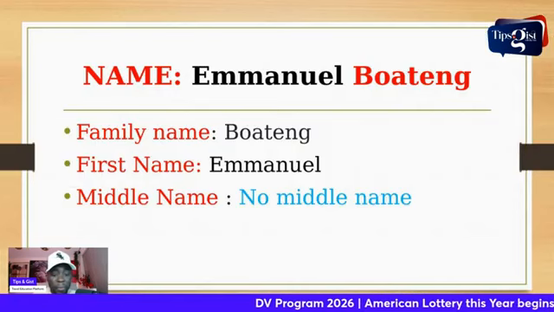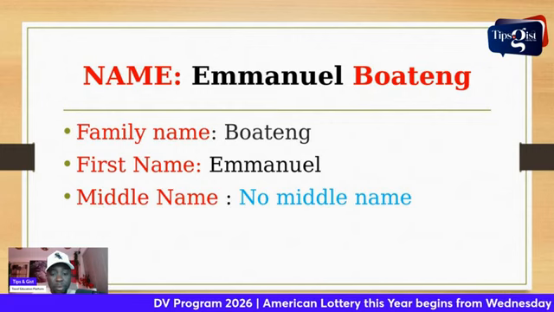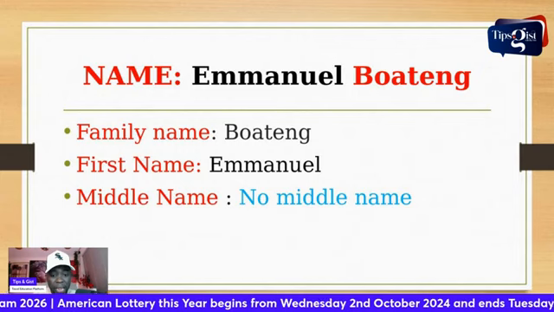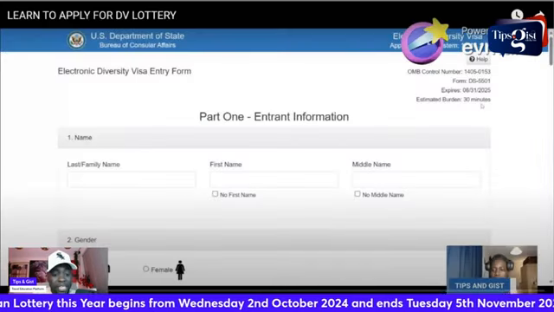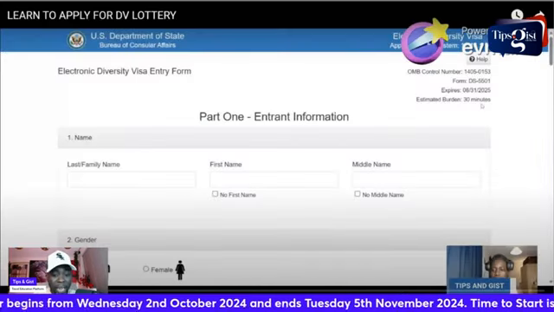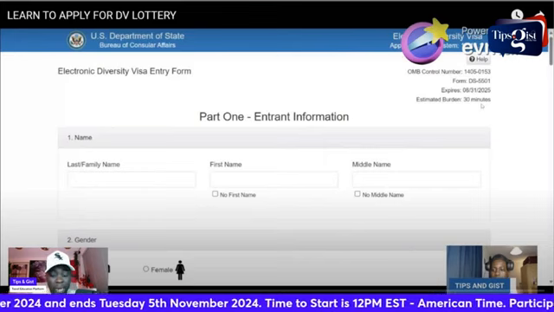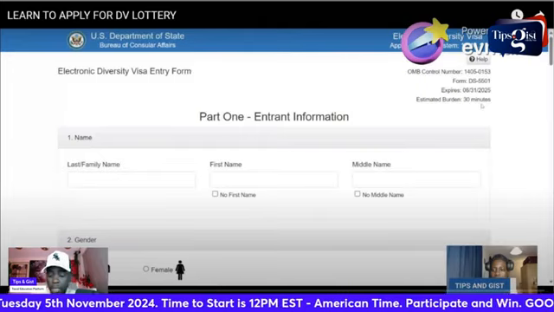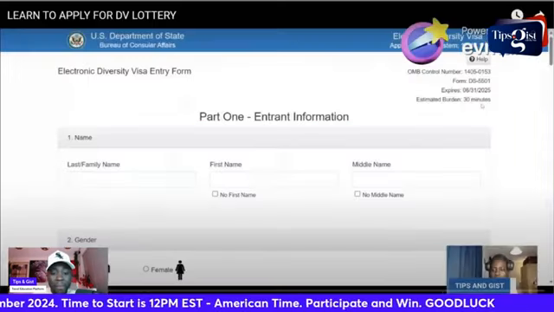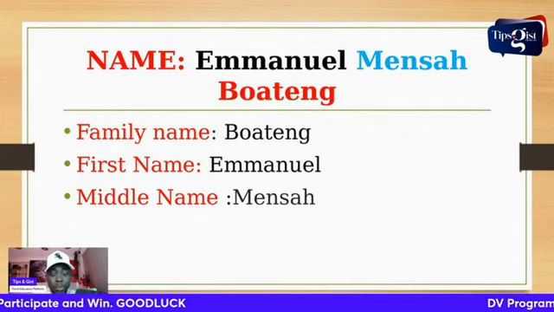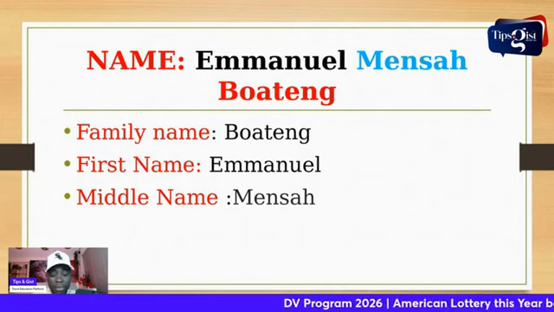Let's do a few examples. A case study is Emmanuel Boateng. You can see Emmanuel being the first name, Boateng being the surname, and no middle name. So in that case, Emmanuel will enter the last name, Boateng, over there, Emmanuel as the first name, then for the middle name, he is going to click no middle name. All right. Another example is Emmanuel Mensah Boateng. In this case, Mensah is a middle name. So Emmanuel goes to the first name, Boateng goes to the family name, and the middle name is Mensah.